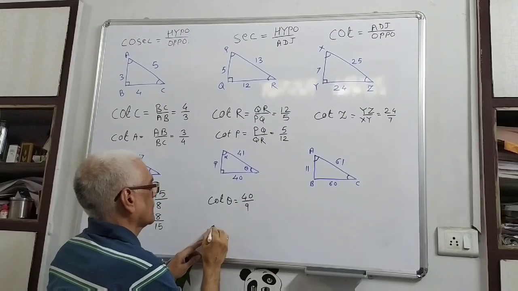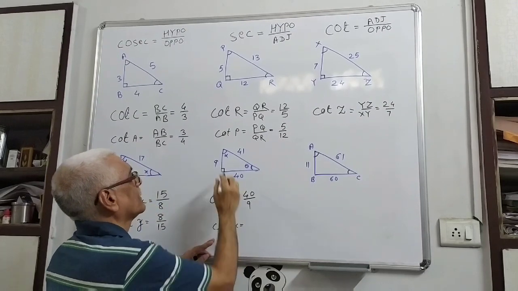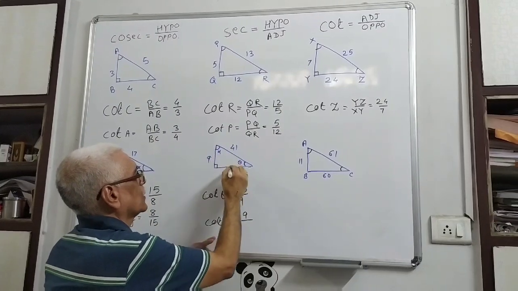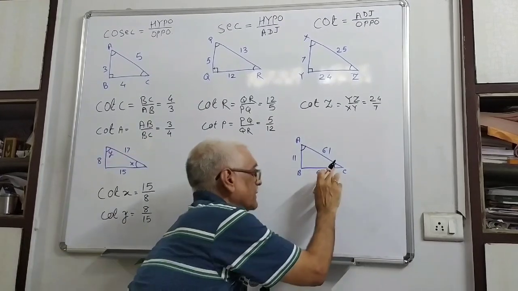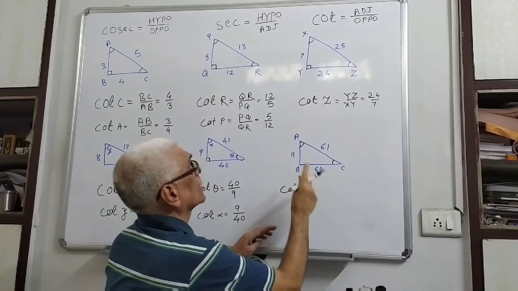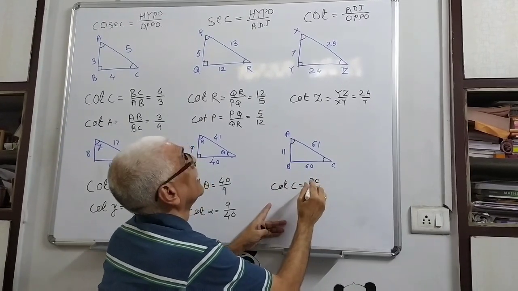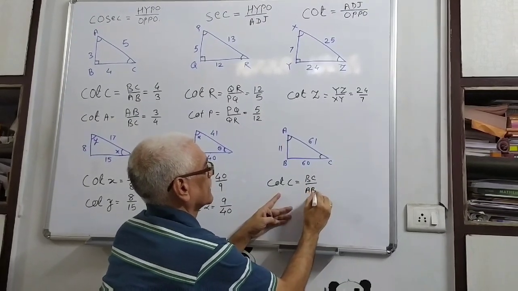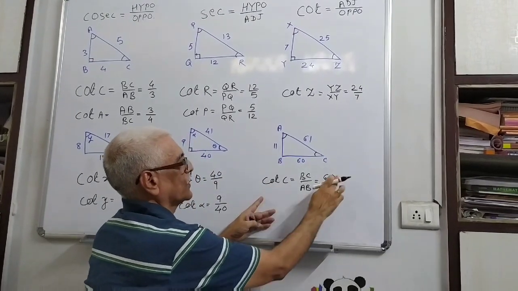And if we want cot alpha, adjacent to alpha is 9 upon opposite to alpha. This is opposite to alpha, which is 40. So 9 upon 40 is the value of cot alpha. Now in this figure, if we want cot C, cot means adjacent to C is BC upon opposite to C is AB. So BC is 60 and AB is 11. The value of cot C is equal to 60 upon 11.